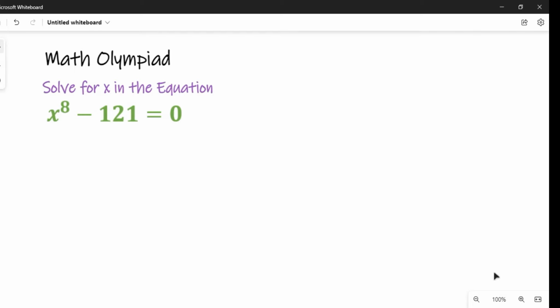Solve for x in the equation 8 raised to power x raised to power 8 minus 121 equal to 0.